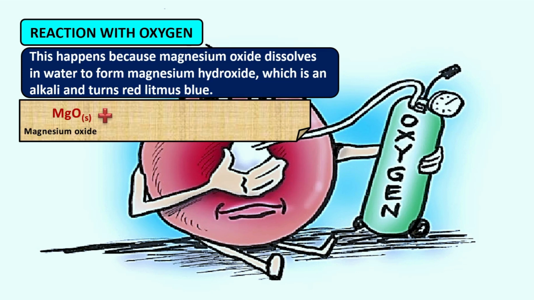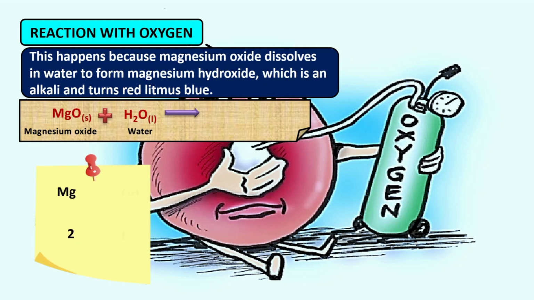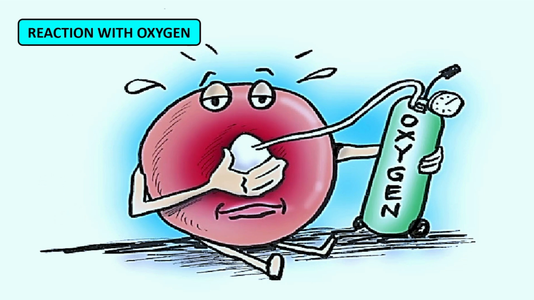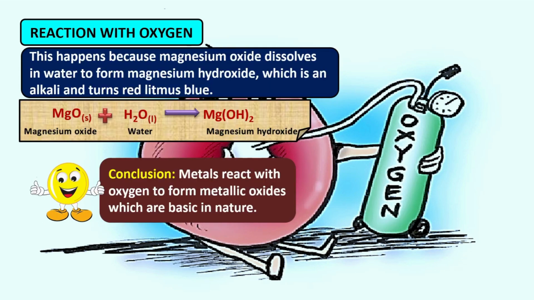MgO, that is magnesium oxide in solid form, plus H2O, water, that is in liquid form, gives you Mg(OH)2, that is magnesium hydroxide. Conclusion: metals react with oxygen to form metallic oxides, which are basic in nature.